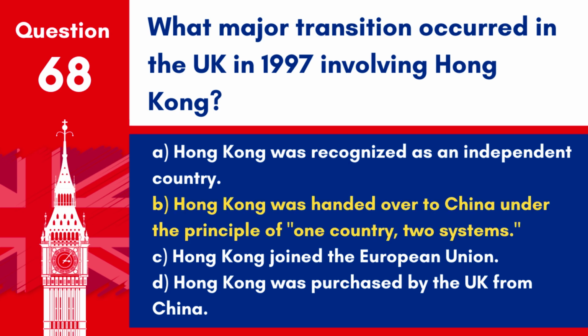Answer: B. Hong Kong was handed over to China under the principle of one country, two systems. In 1997, the sovereignty of Hong Kong was transferred from the United Kingdom to China, marking a significant political transition under the agreed principle of one country, two systems.